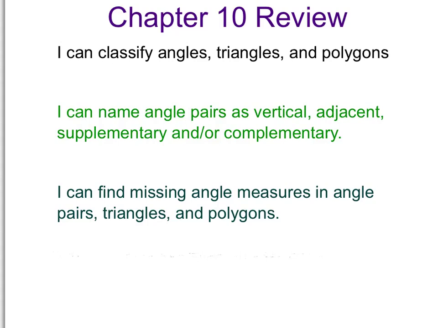Time to review for the Chapter 10 test. On your test, you need to be able to classify angles, triangles, and polygons. You need to be able to name angle pairs as vertical, adjacent, supplementary, or complementary. And you need to be able to find missing angle measures in either angle pairs, in triangles, or in polygons.